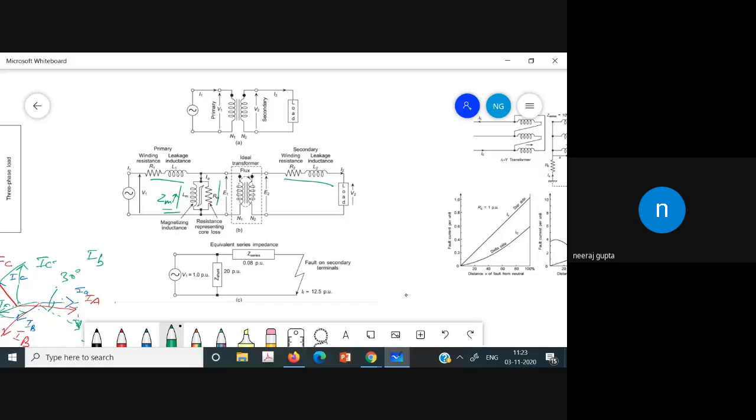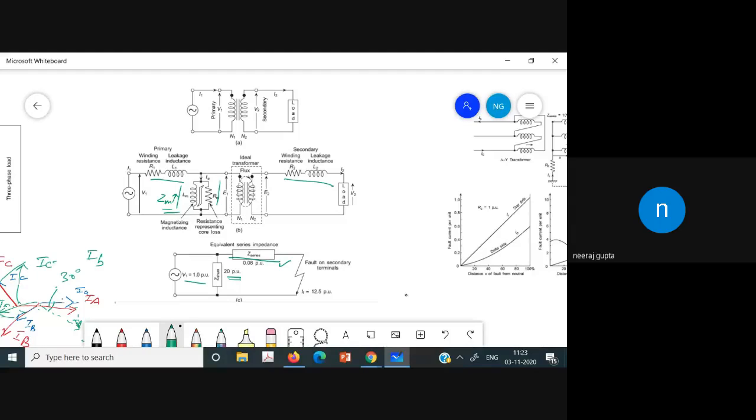So it has a much larger impedance compared to the series branch, and in the event of a short circuit, it is the series branch which plays its role, and it is the series branch which decides the short circuit current, because current is more when the impedance is less. So let us suppose that we have a voltage of 1 per unit, and then the shunt branch impedance is 20 per unit, and the series branch has 0.08 per unit.